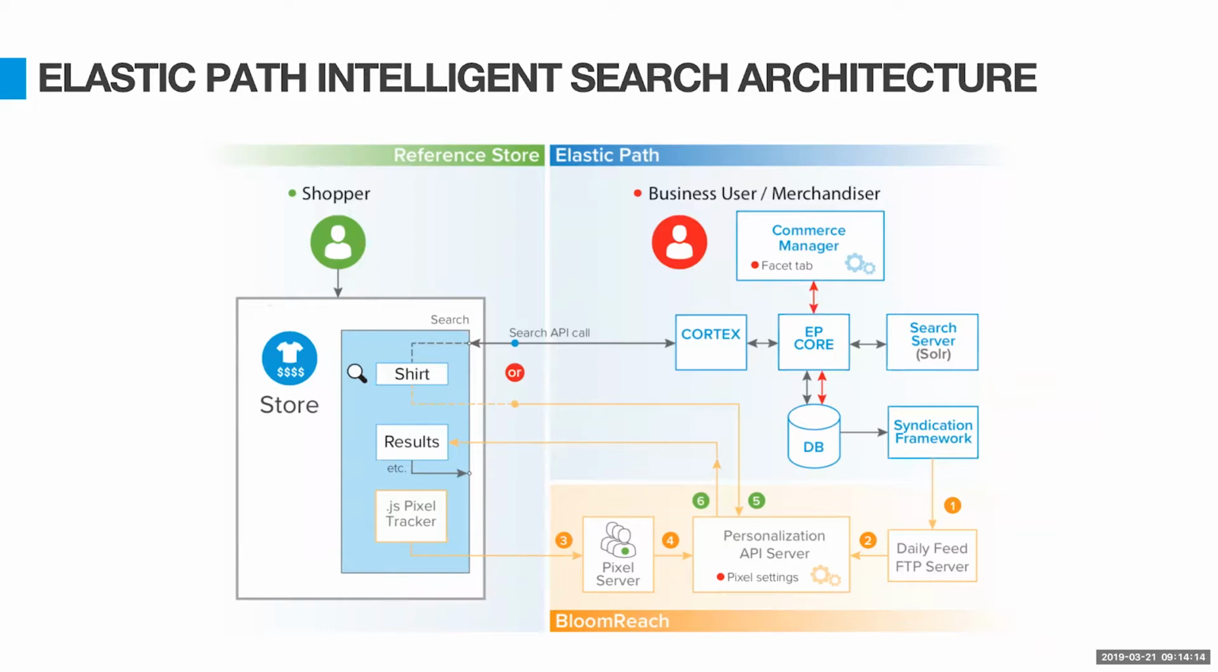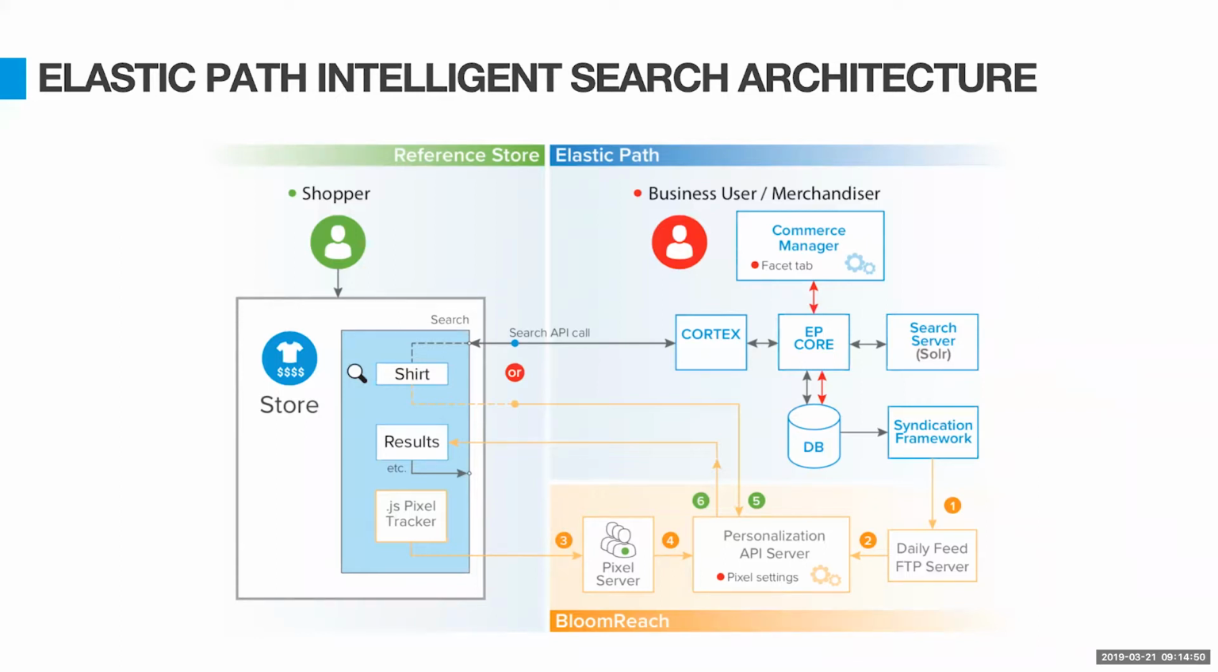But when a customer wants to take advantage of Elastic Path Intelligent Search, we have created a syndication framework to push out product feeds, specifically to Bloomreach servers, and in the Bloomreach standard product feed format so that it can be easily consumed. Now, Bloomreach will process this product feed within its personalization server. In addition to the product feed, Bloomreach provides a JavaScript pixel tracker to monitor shopper behavior while browsing the store, and they too push that into their personalization server.